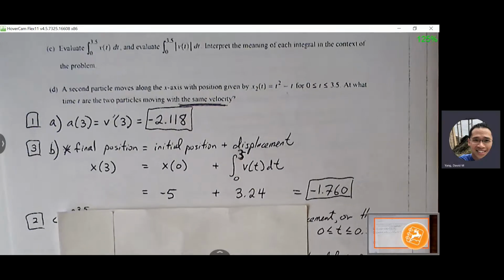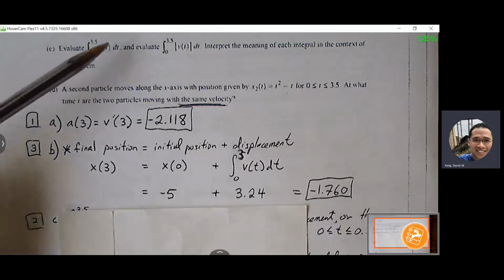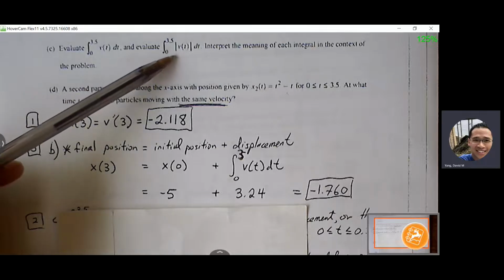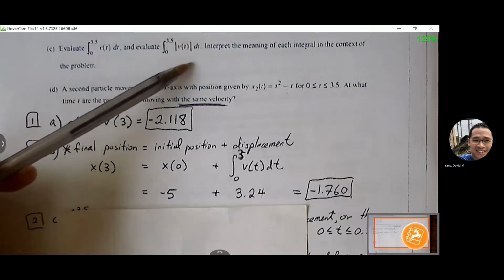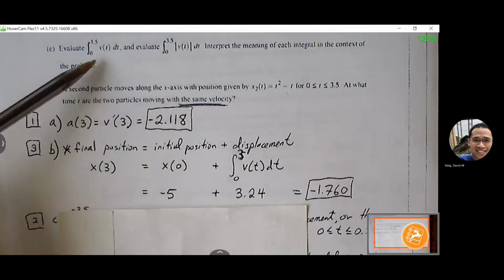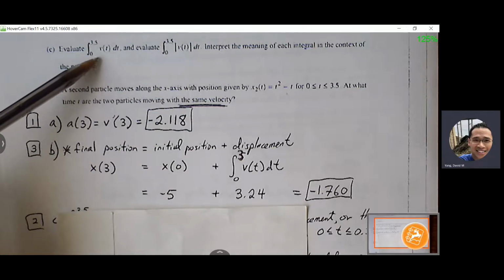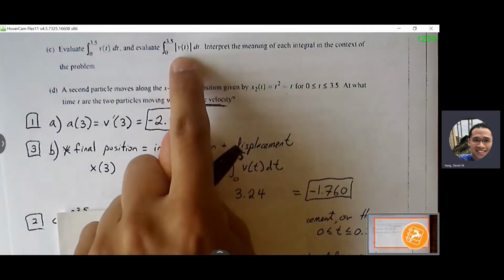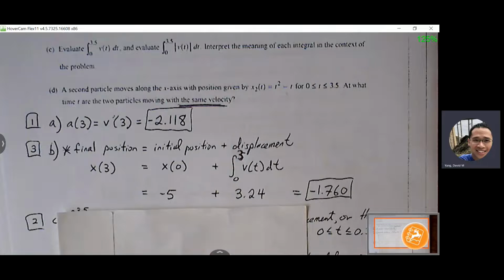Part C, evaluate the definite integral from 0 to 3.5 of v of t. This is displacement. Evaluate the definite integral of the absolute value of v of t dt. This is total distance. So the difference here is that your displacement is just going to tell you how far you are from your starting point. But your distance is going to tell you how much you actually travel in that time interval.